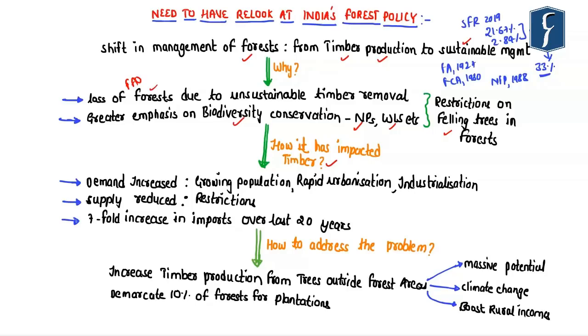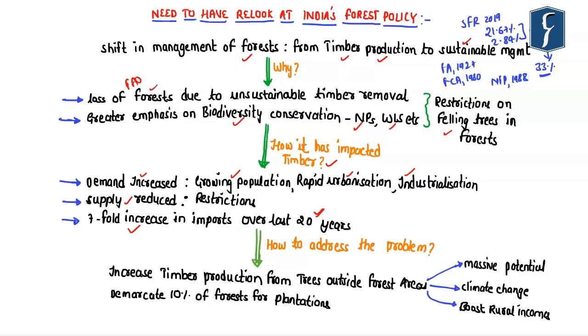See, what has happened is that in recent years, on account of growing population, rapid urbanization as well as industrialization, the demand for timber, particularly in India, has increased. On the other hand, the restrictions on felling of trees in the government owned forests have led to reduced supply of timber. So this demand supply mismatch with respect to timber has in turn led to almost a sevenfold increase in timber imports into the Indian economy over the last 20 years.